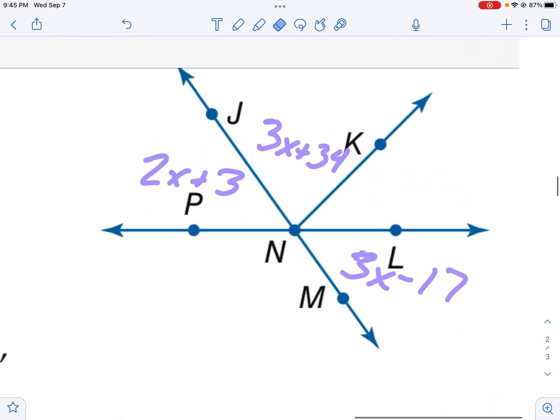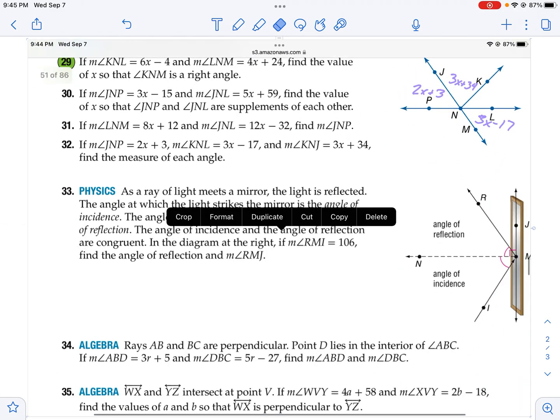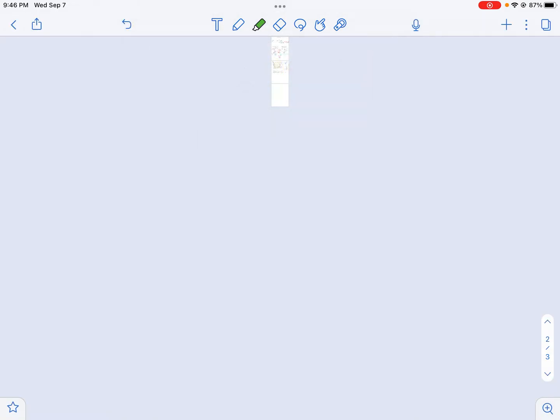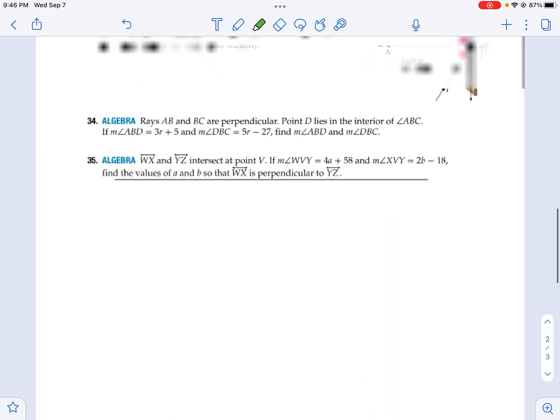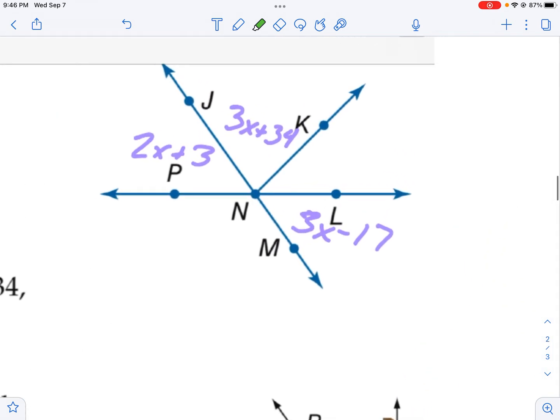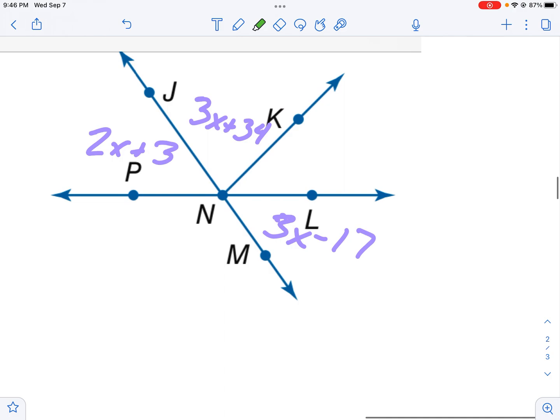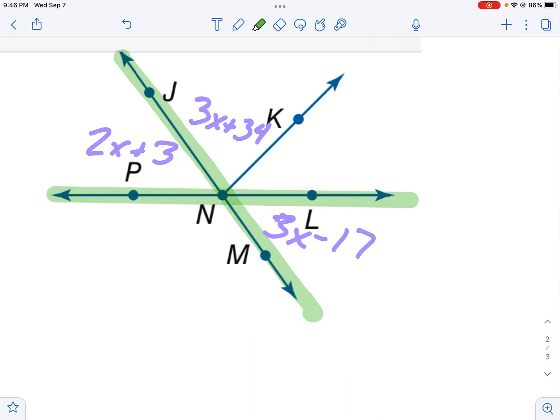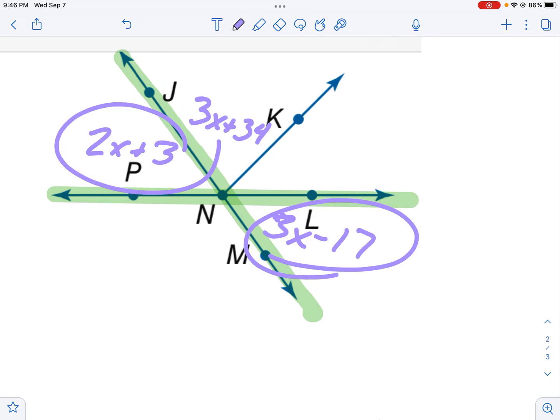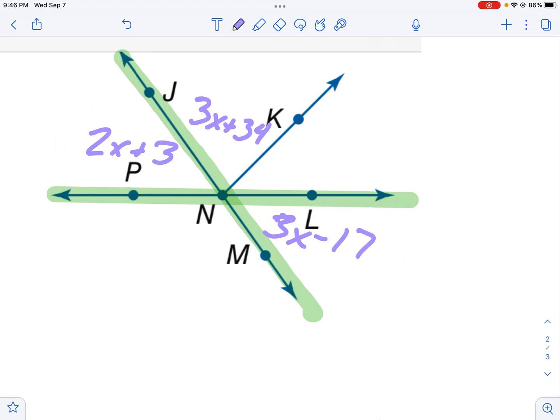The most important thing is to ask: do I have either of those angle pair types that we talked about in class? Knowing our definitions, having studied those definitions, is going to be very important. Linear pairs versus vertical angles. And it looks like here, I've got two vertical angles, 2x plus 3 and 3x minus 17.